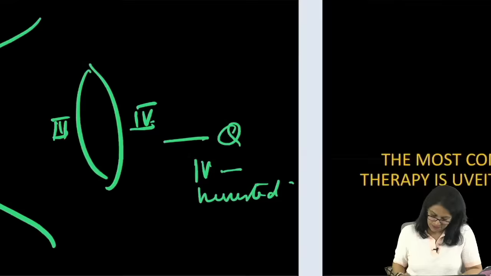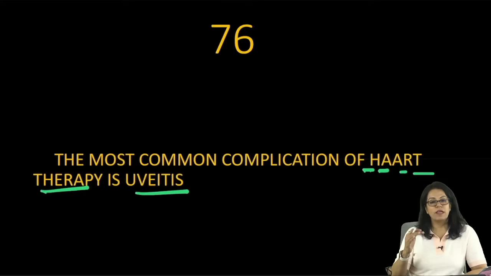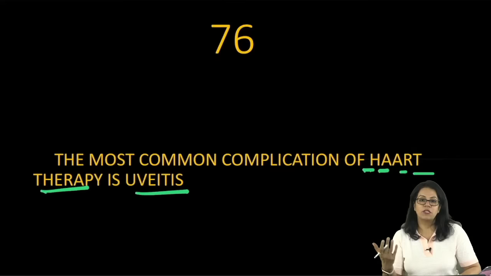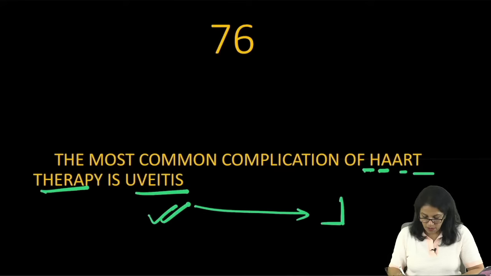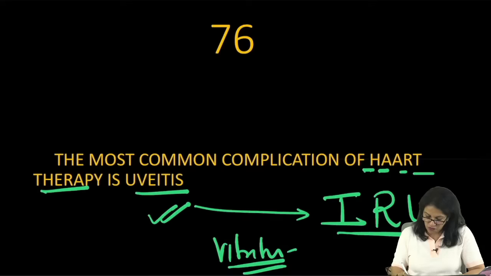Next point. The most common complication of HAART therapy is, you know what is HAART? Highly active antiretroviral therapy. So you are treating this patient of HIV, you have given the HAART therapy, immunity becomes better. So what will happen? Inflammation will happen. Therefore, there is uveitis. What do you call this uveitis? Immune recovery uveitis. Though it can involve anterior, intermediate and posterior uvea, most commonly it is posterior uveitis. Prominent feature is vitritis. Don't forget this. It is non-granulomatous uveitis.